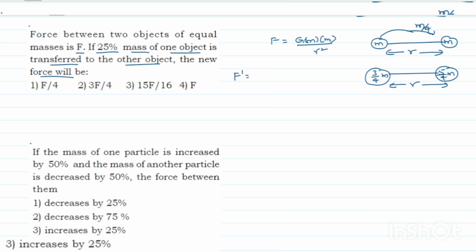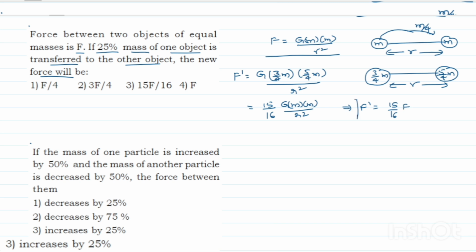Now F dash equals G into m1 m2. So the new masses will be 3 by 4th of m into 5 by 4th of m, by the separation distance, which is not given any change. So 3 5s are 15, 4 4s are 16, into G m into m by r square, which is nothing but F dash equals 15 by 16 times the initial force F. So 15 by 16 of F is the correct answer.